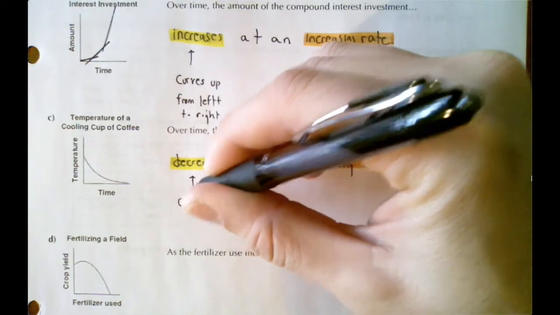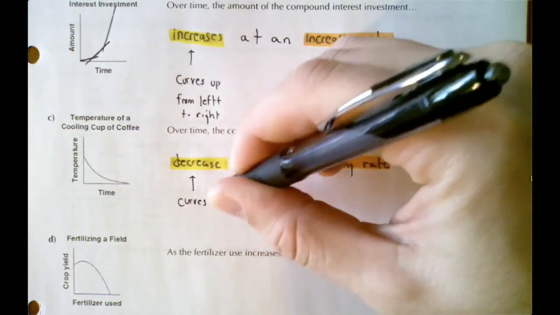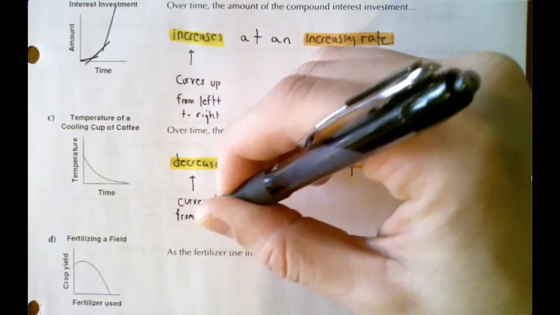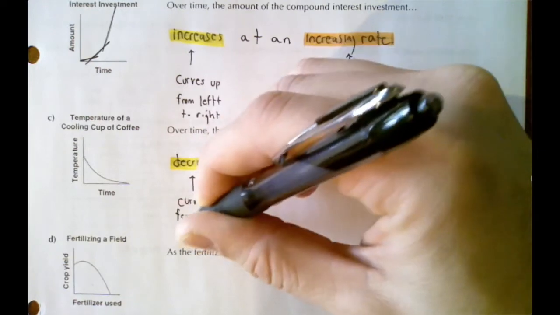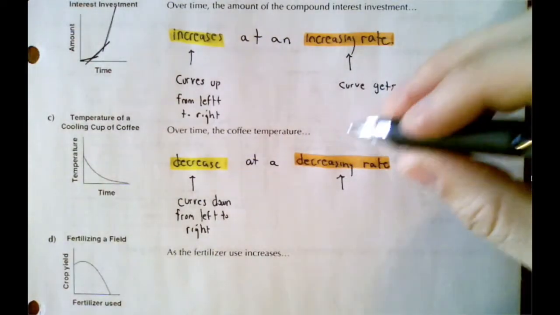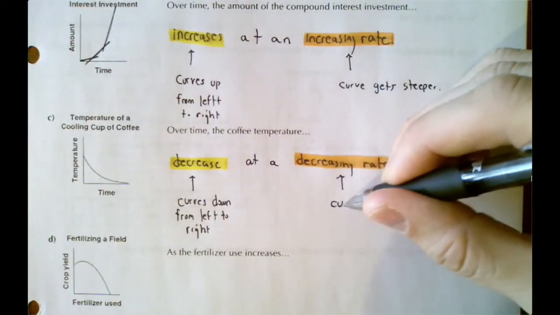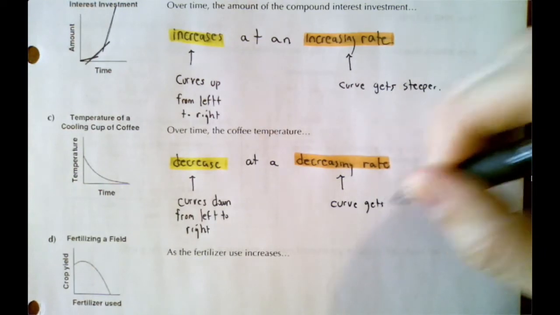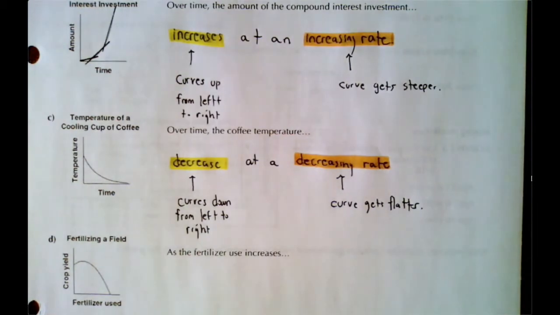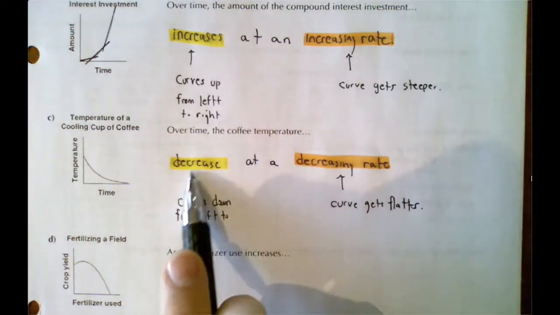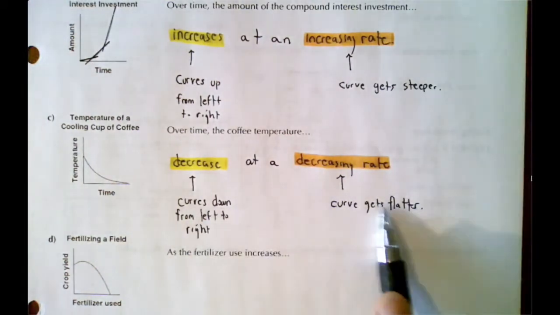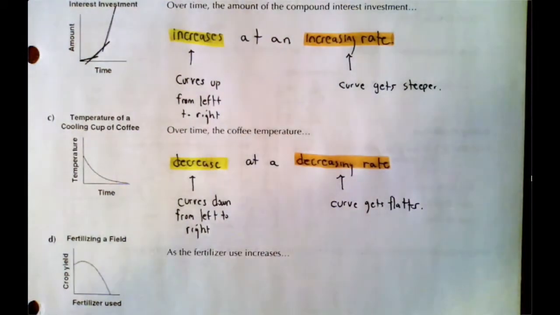And we know it's decreasing because it curves down from left to right. And it's a decreasing rate because the curve gets flatter. Now, if you were given a question that said describe the relationship, you just need to write decreasing at a decreasing rate. We don't need these two. This is just for our lesson, so I can show you why.